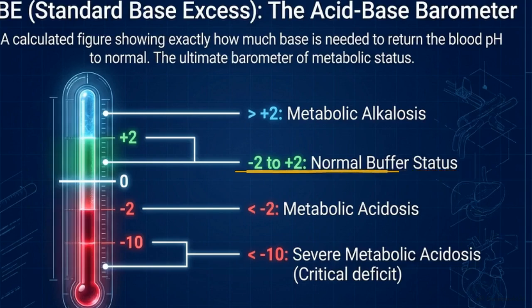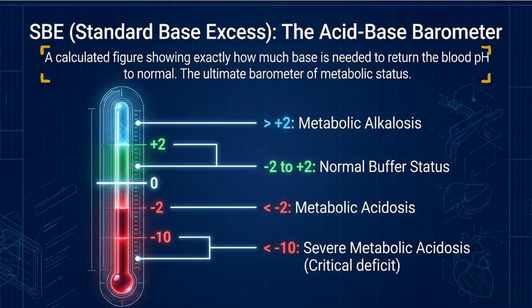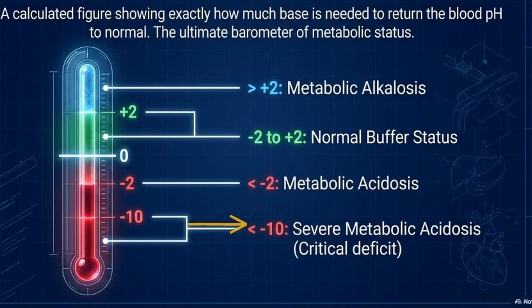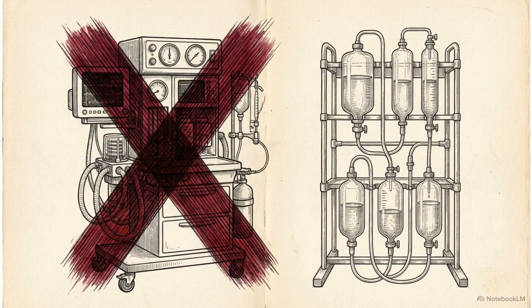Mathematically, SBE measures the precise amount of base required to neutralize the blood and return the pH to normal. But dropping past -10 crosses the critical deficit threshold. It indicates imminent systemic collapse. A severe negative SBE demands immediate aggressive intervention, fluids or chemical buffers. You cannot fix this with a ventilator dial.